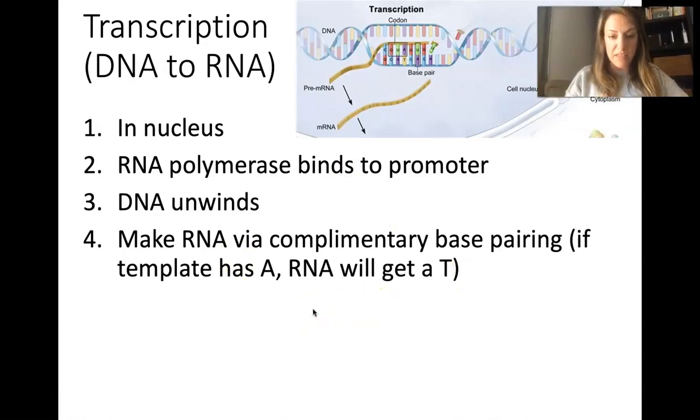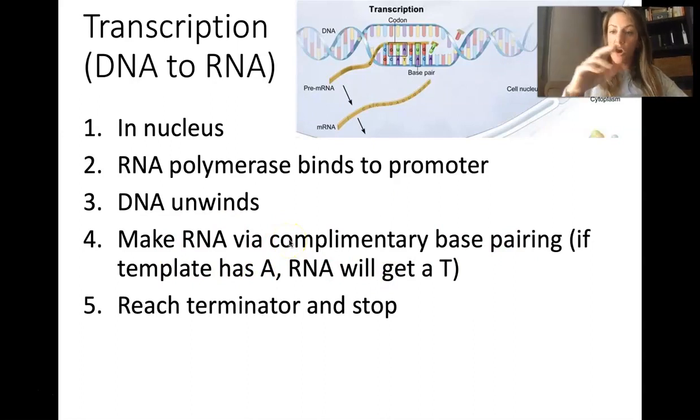And so I'm already seeing a typo here in my PowerPoint, right? Because this says that RNA makes complementary base pairs. If template has an A, RNA will get a T. Well, in theory it would, except that RNA gets U instead of T. So this should say if template has A, RNA will get a U.